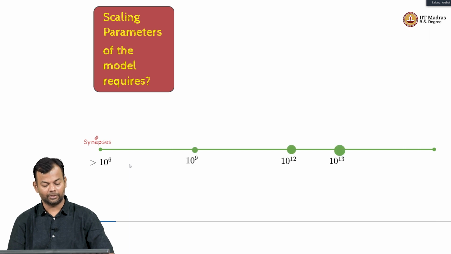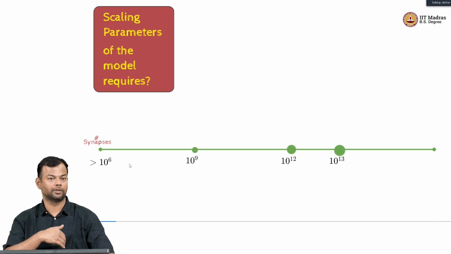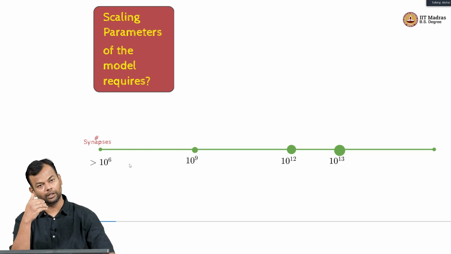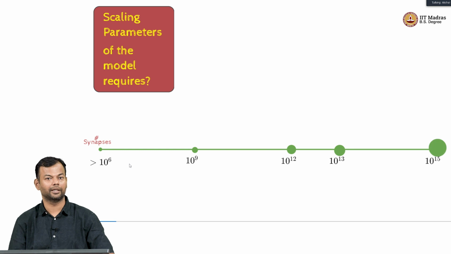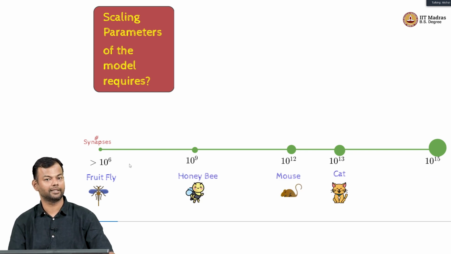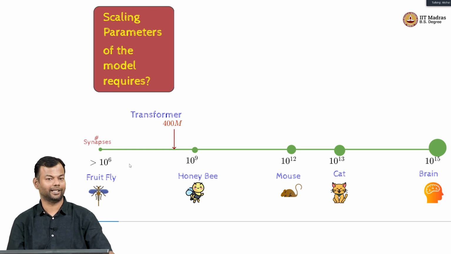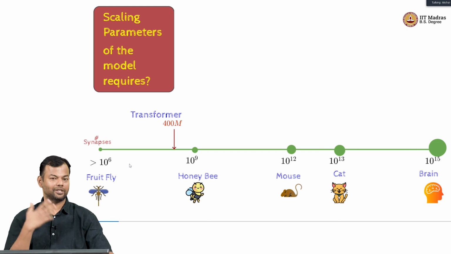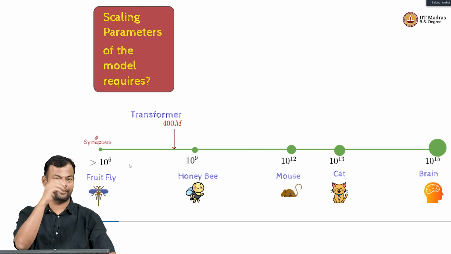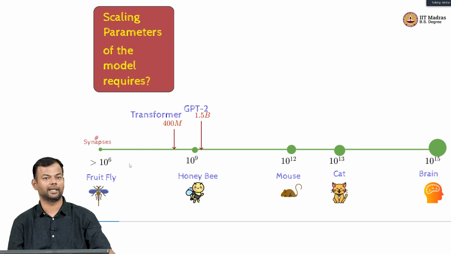So let's look at what happens as you go beyond 10 raised to 6, which is 1 million, then 1 billion, and so on, right? You keep increasing the number of weights, or synapses in the brain. This is what a fruit fly has, this is what a honeybee has, this is what a mouse has, a cat, and this is what the human brain has. These are the number of connections in each of these organisms. Now if you look at the initial transformer model, which was 400 million parameters, it lies somewhere between a fruit fly and a honeybee. Of course, this is a cartoonish comparison, not to be taken very literally, but at least it gives us a sense of what we are trying to do with size, right?